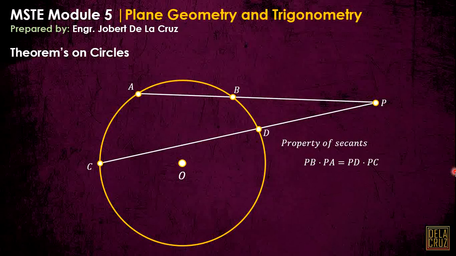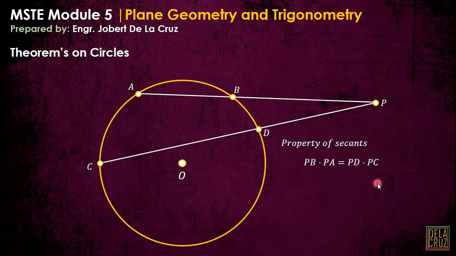How about the property of secants? Unlike chords, secants are lines that go past the boundary of the circle, like this one, as if cutting through the circle. These are two secant lines. The property of secants is this: from P to B multiplied by from P to A, this one times the total length of the secant, should be equal to PD multiplied by the total secant line, PC.